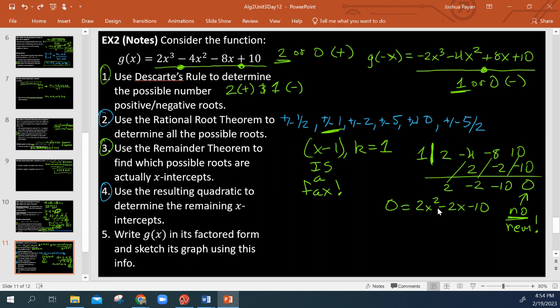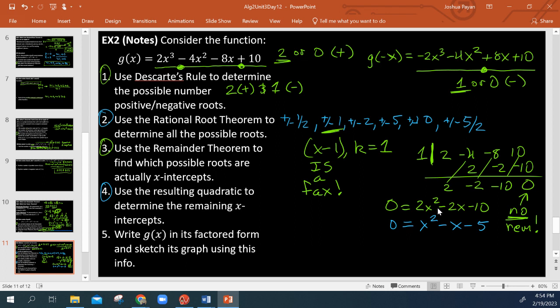But actually, I can divide all of this by 2, if you haven't noticed, right? I can divide all of this by 2, and I just have x squared minus x minus 5. That makes this a lot simpler. So if I go ahead and solve this quadratic, and I wish there was an easier way to do this one.